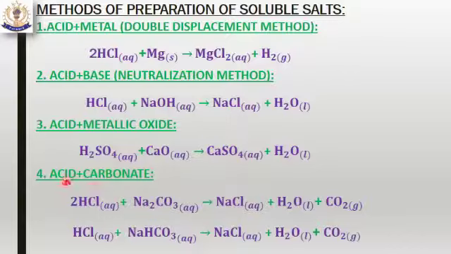The fourth method is acid plus carbonate. Acid reacts with a carbonate. Here HCl is an acid. This is sodium carbonate. These both react and form sodium chloride, water, and carbon dioxide gas is liberated. Sodium chloride is a soluble salt. Similarly, this HCl can also react with a sodium bicarbonate, or a bicarbonate, and they both form a salt which is soluble in water. So this is a soluble salt, water and carbon dioxide gas is liberated.